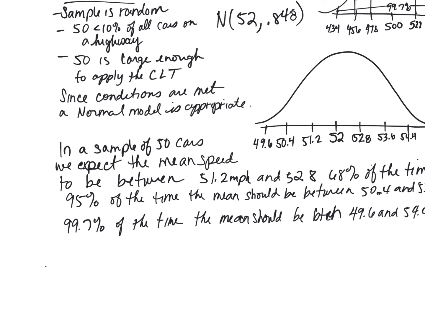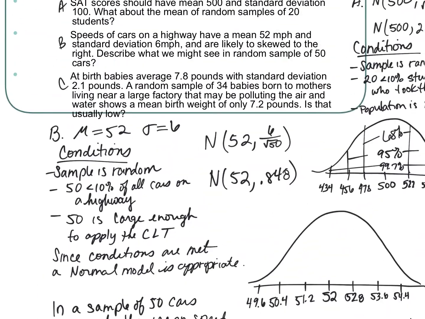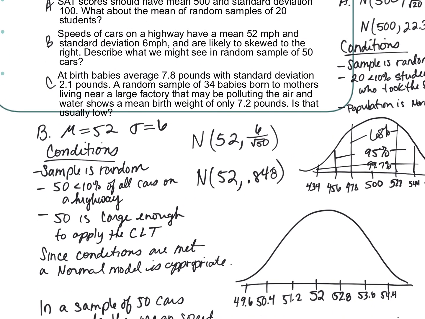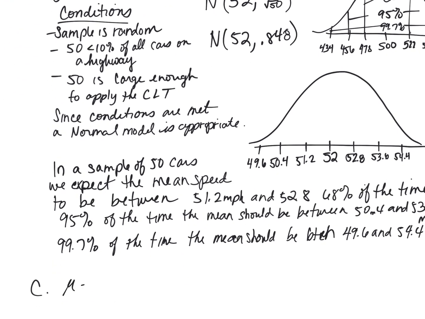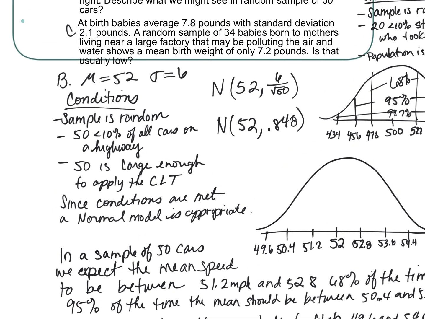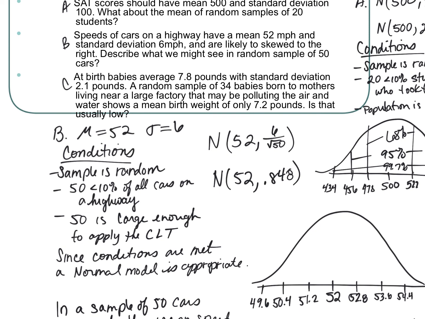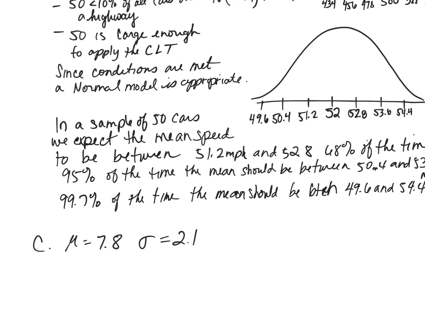And the last question, C. At birth, babies average 7.8 pounds with a standard deviation of 2.1. So mu is 7.8 and sigma is 2.1. A random sample of 34 babies born to mothers living near a large factory that may be polluting the air and water shows a mean birth weight of only 7.2 pounds. Is that unusually low? So the sample mean is 7.2. The sample size is 34.